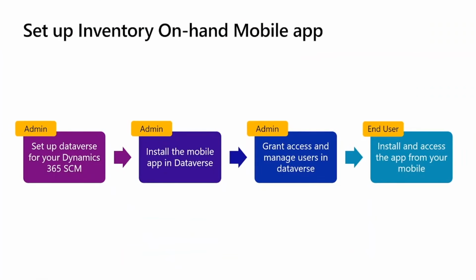All right, I hope you had an overview of what this app can do. And now I will show you a step-by-step guide of how to set it up. So there are 4 main steps to set up the mobile app. Step 1 is, as mentioned, it is a Power App. That means you need to install it within the Dataverse environment.